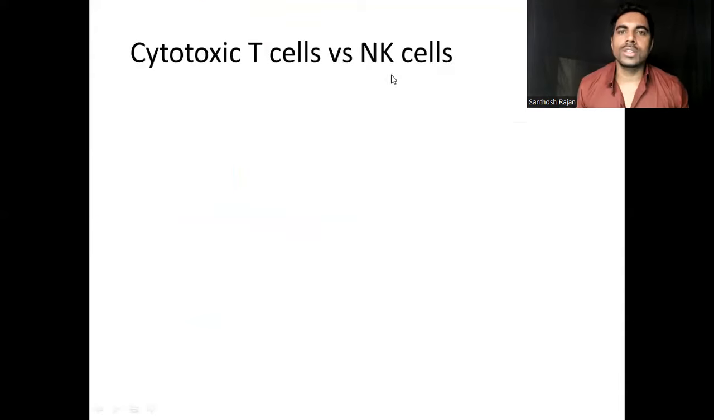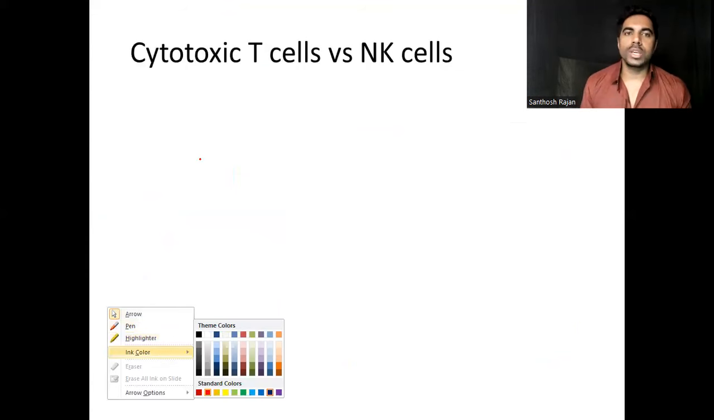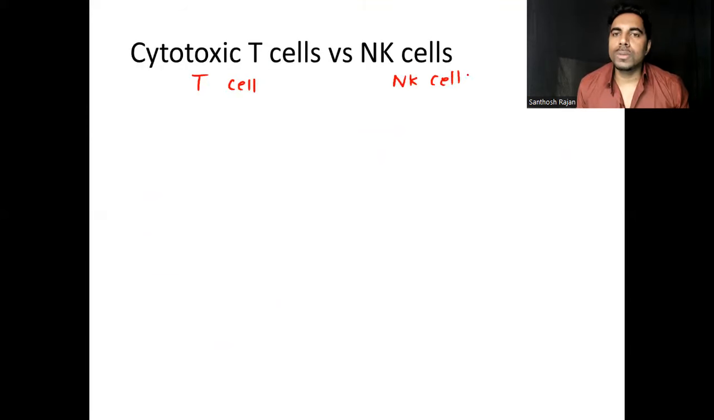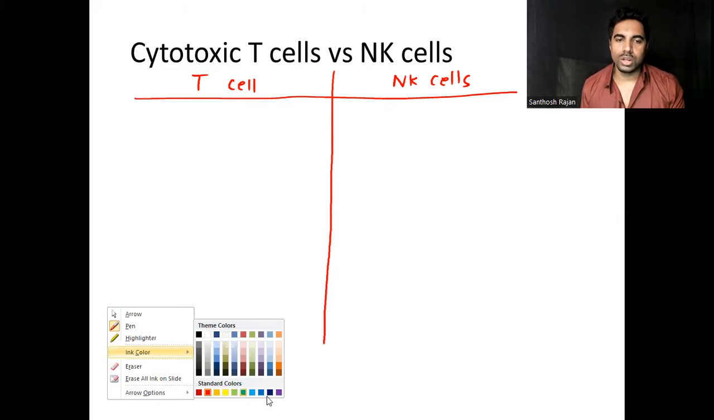Now next. Cytotoxic T cell and the natural killer. Why do I have to bring this again? Why do you have to do the difference again? I'll tell you why. Because the T cell and natural killer cell have two important similar properties. What are the two similar properties for these two? We're going to talk about that. First of all, the similar things are very, very easy. What are the similar things you should know?